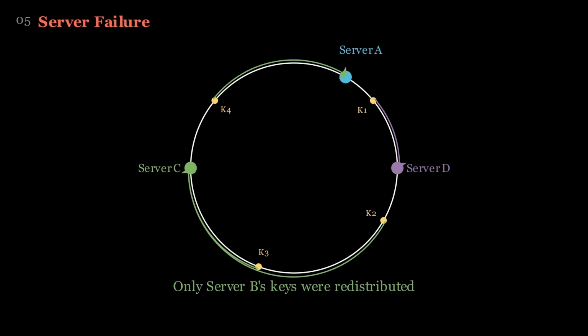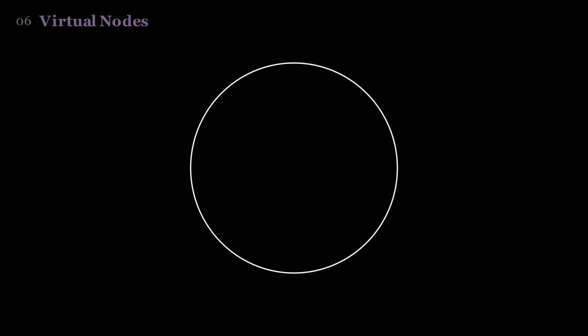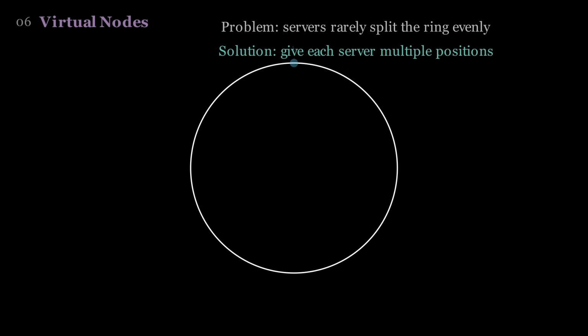One catch is that with just a few servers, the gaps between them are rarely even, so one server can end up responsible for way more keys than the others. The fix is virtual nodes, where instead of placing each server once on the ring, you place it multiple times at different positions spread around. Load balances out naturally, regardless of where servers physically ended up.